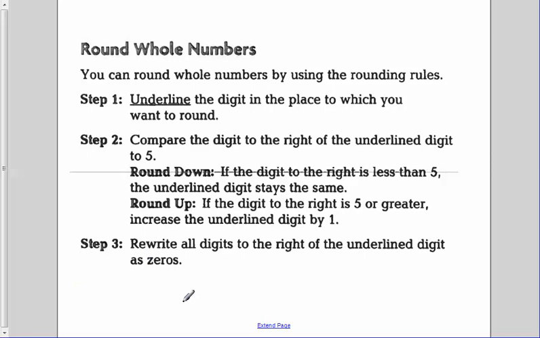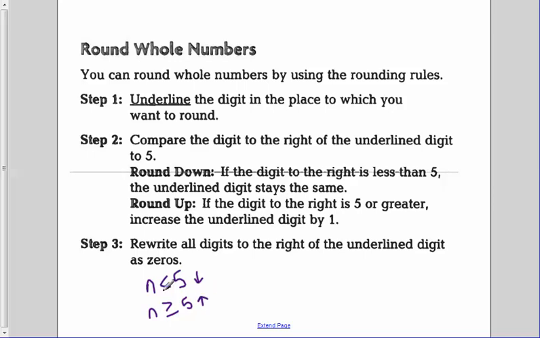our whole numbers. We can round whole numbers by using the rounding rules, and there are 3 steps in order to round. First, we're going to underline the digit that we are rounding to. In our second step, we're going to compare that digit to its neighbor to the right, and this is where we have our rounding rules. If the digit to the right is less than 5, then we round down. And if that number is greater than or equal to 5, then we will round up.